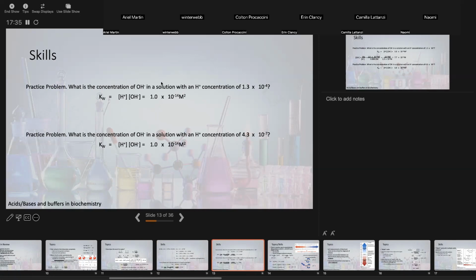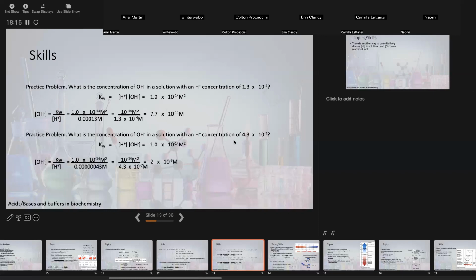So these 2 practice problems are going to use an H plus concentration of 1.3 times 10 to the negative 4th. If we rearrange our formula again, we get OH equals Kw divided by H plus. Plug in Kw, which is always the same, divided by our H plus concentration. I think I misspoke earlier. Here, our H plus concentration is 1.3 times 10 to the negative 4th. Set those up, divide, and now we know in a solution where the H plus concentration is 1.3 times 10 to the negative 4th, the concentration of OH minus is 7.7 times 10 to the negative 11th.